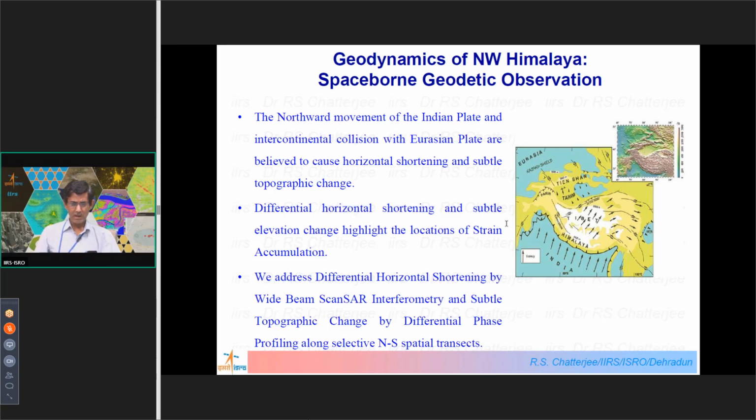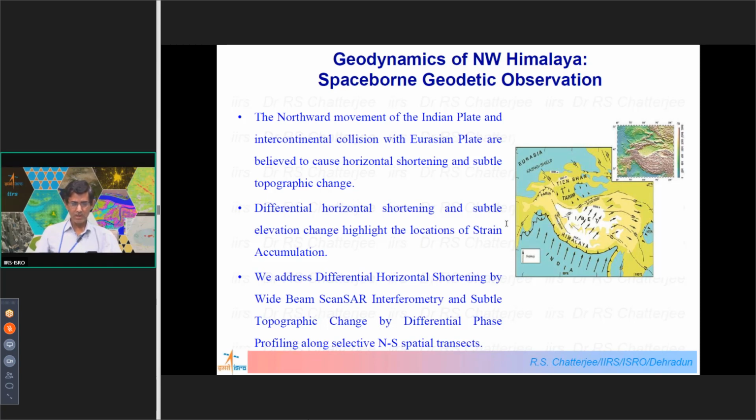So basically, for interseismic deformation related to this Himalayan region, what is observed is the northward movement of the Indian plate and its intercontinental collision with the Eurasian plate. It causes two kinds of deformation. Basically there is one horizontal shortening, and another is vertical deformation, that is subtle topographic change from south to north of the Himalaya.